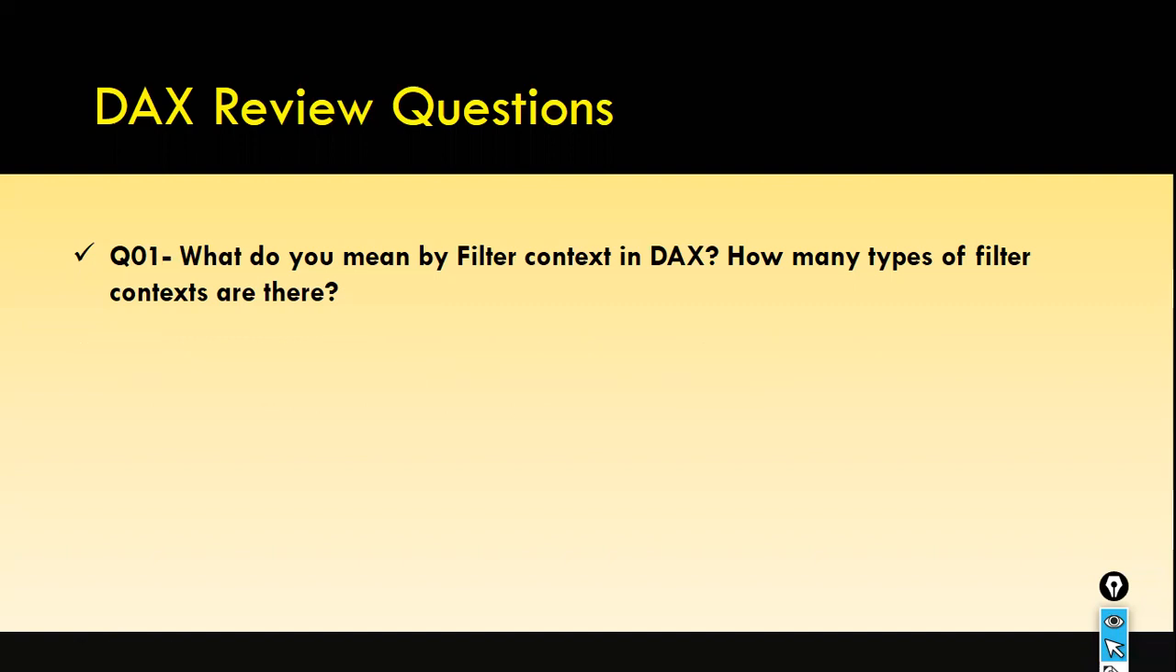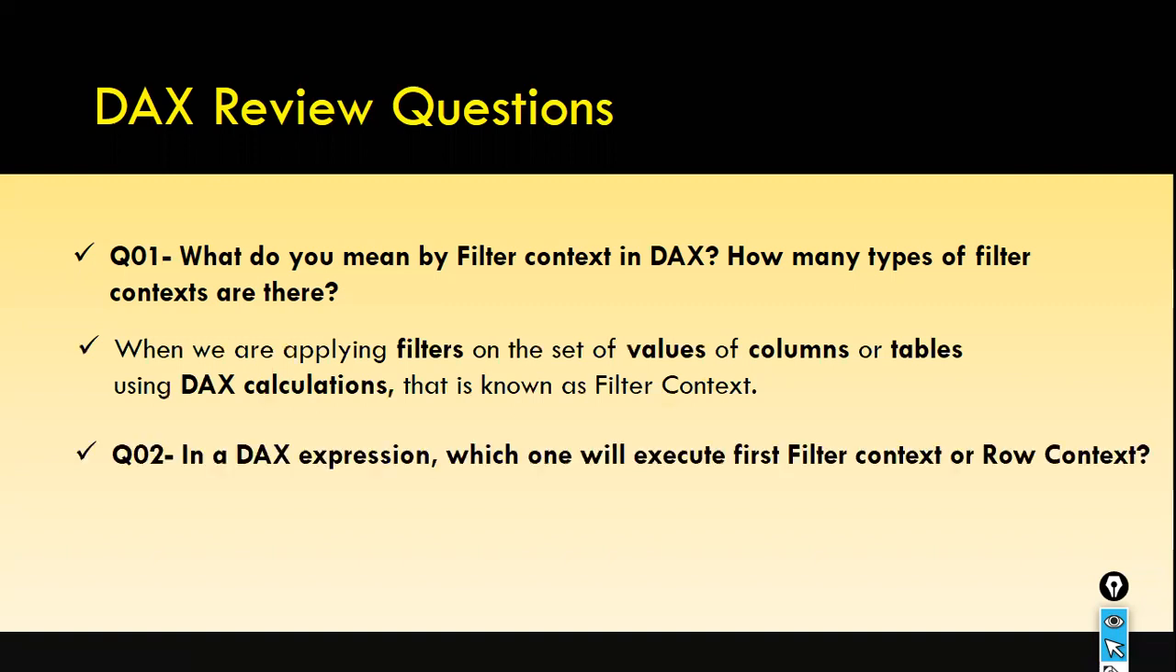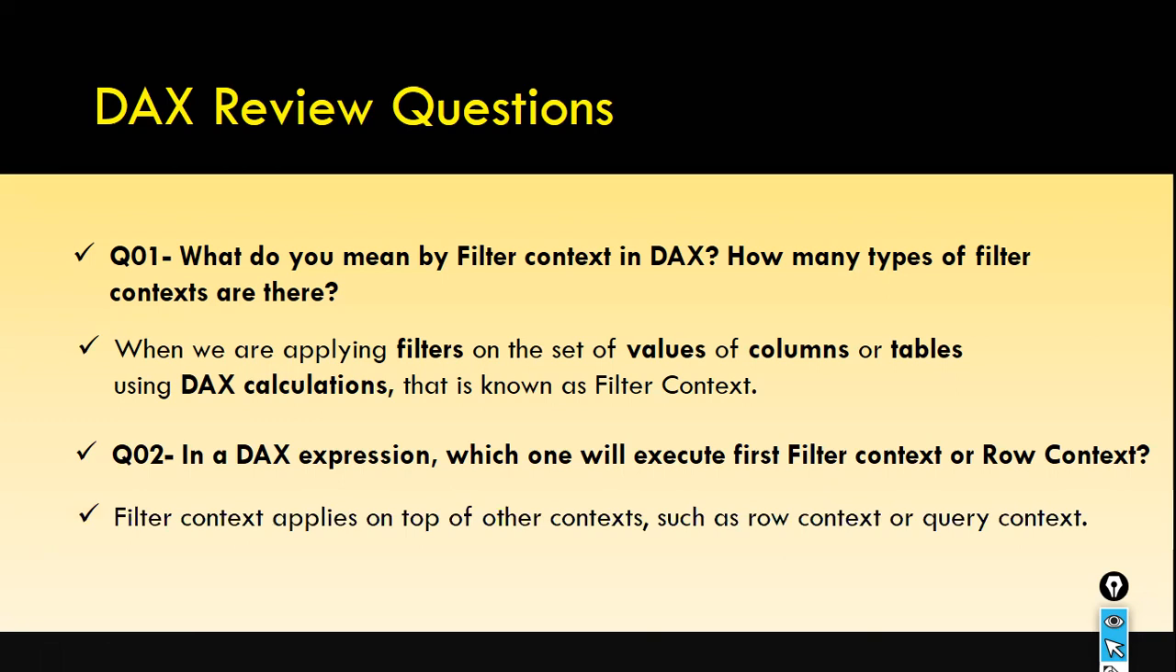And what is applied? So when we are applying filters on a set of columns or tables in DAX, that is known as filter context. We can say it this way also: applying the filters on the set of values of columns or tables in DAX is also known as filter context. And in DAX, which one will execute first, filter context or row context? Filter context applies on top of other contexts, such as row context or query context, right? So this is the important thing. You need to remember it.